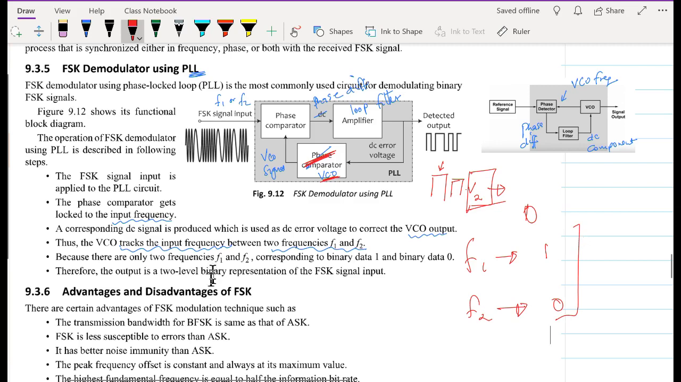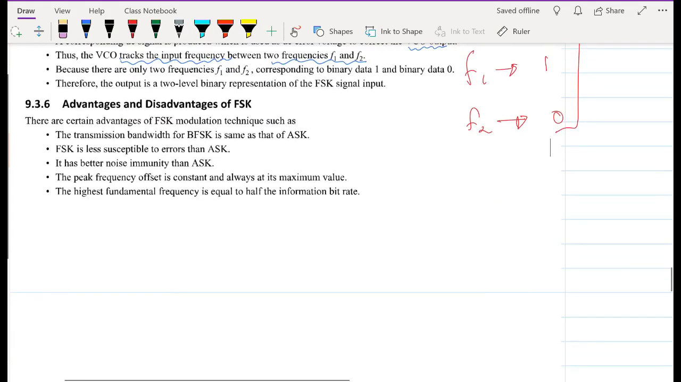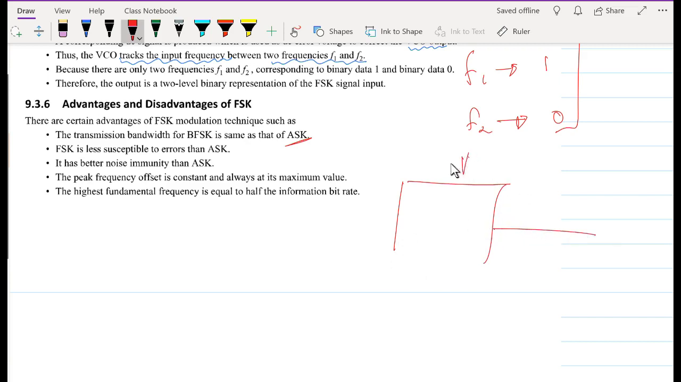And now very quickly, we talk about the advantages and disadvantages of FSK. We see that the transmission bandwidth for BFSK is the same as that of ASK, and we have seen that in our earlier lecture. FSK is less susceptible to errors than ASK, because if you remember, ASK is dependent on the envelope detector. When the DC component is changing from some positive voltage to 0, and vice versa, there is a likelihood of introducing some error in the amplitude, and that simply says that ASK is more susceptible to errors than FSK.